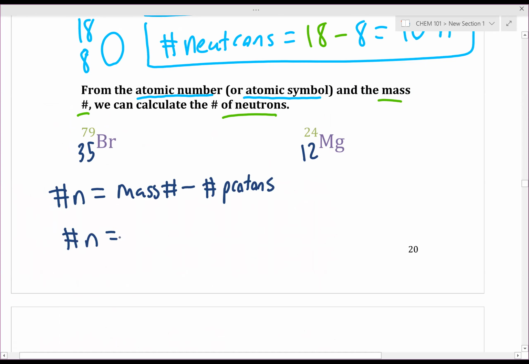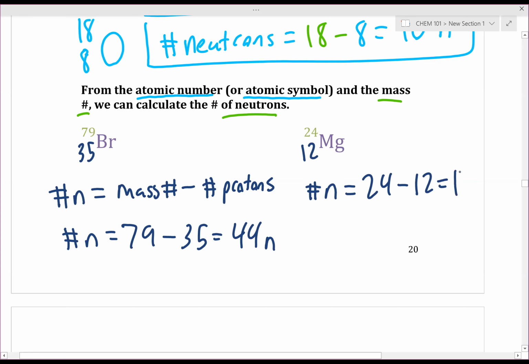Given that, what is the mass number for bromine? 79. And how many protons do we have? 35. So that gives us 44 neutrons. For magnesium 24, our number of neutrons is equal to our mass number, which is 24, minus our atomic number, which is 12, giving us 12 neutrons. Does that make sense to everyone?